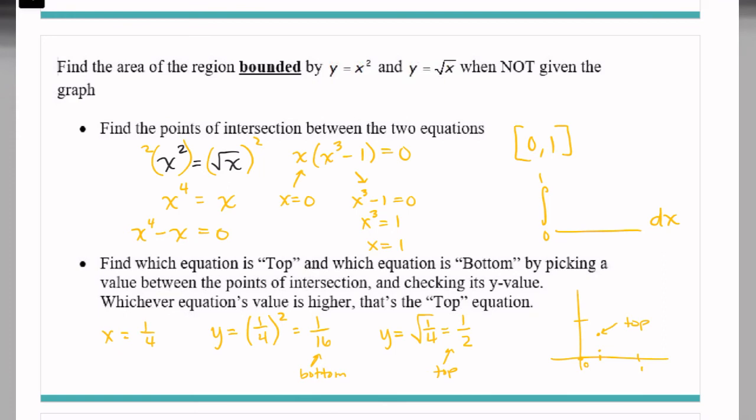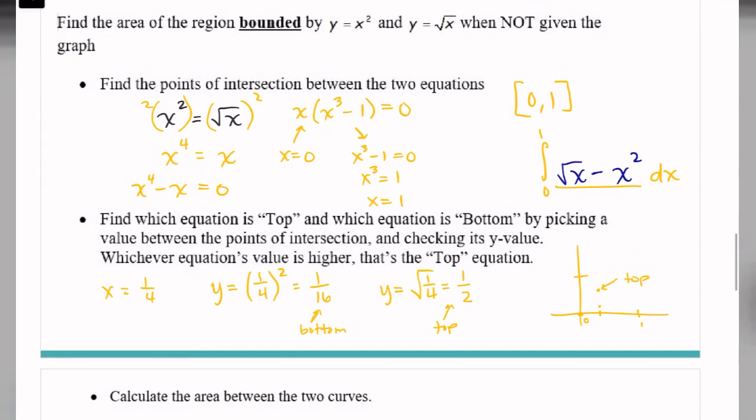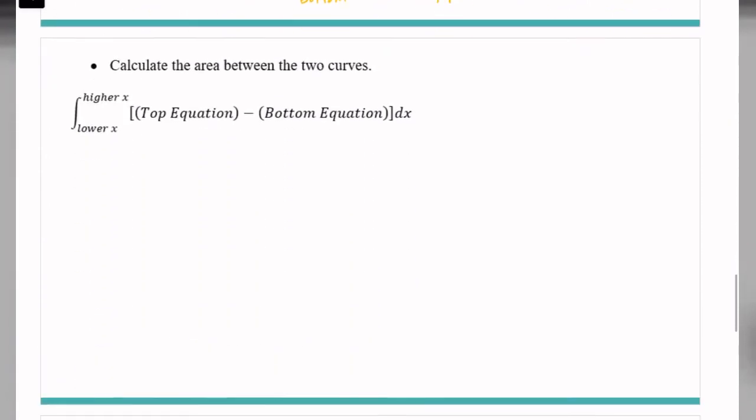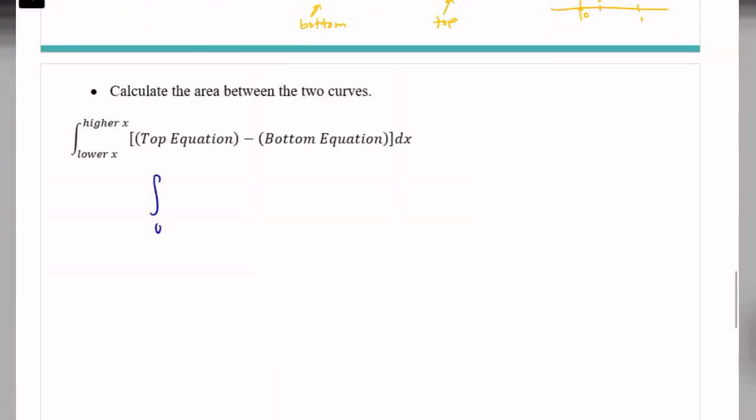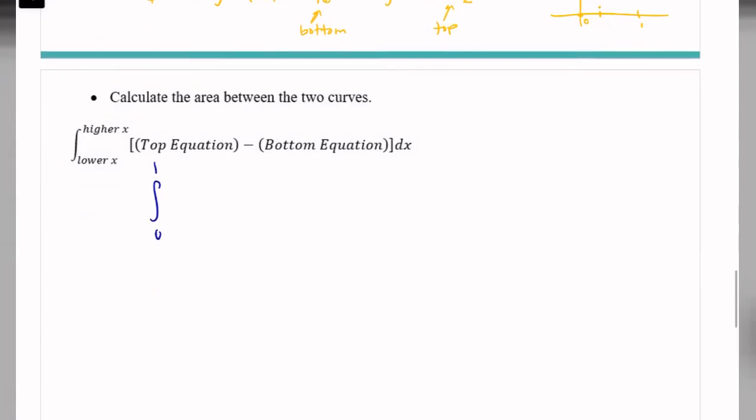Okay, so that lets me know that I'm going to have to do the square root of x minus x squared. So if you're ever in doubt of which equation is on top and which equation is on the bottom, pick a point that's in between your interval, plug it in, and see which one has a bigger y value. The bigger y value will be the equation that is on the top. Okay? So now let's go through real quick just to review the integral from 0 to 1 of the square root of x minus x squared dx.